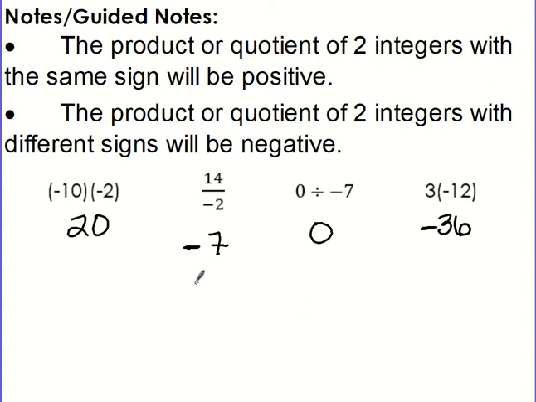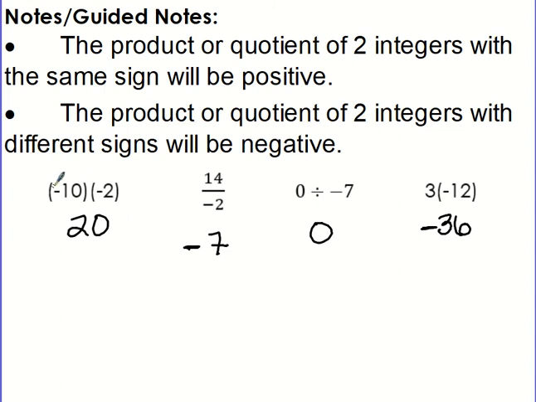So I'm going to explain why that is. That's because of these opposites. Negative means the opposite of. So this is the opposite of 10 and the opposite of 2. This is 14 and the opposite of 2. 0, opposite of 7. That's what negative means. And then 3 with the opposite of 12.